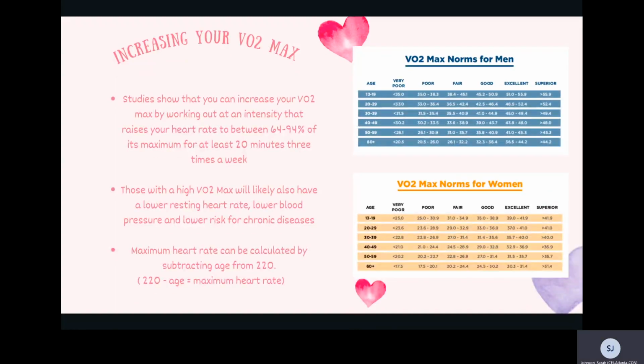So how to increase your VO2 max? Studies show that you can increase your VO2 max by working out at 64 to 94% of your maximal heart rate for at least 20 minutes 3 times a week. Those with a high VO2 max will have a lower resting heart rate, lower blood pressure, and other health benefits that are correlated with being fit and in shape.